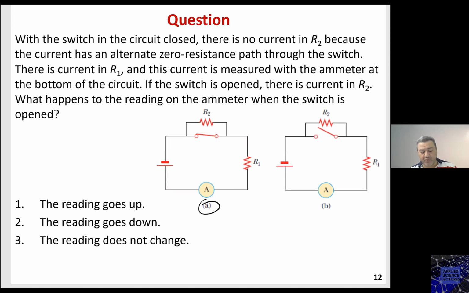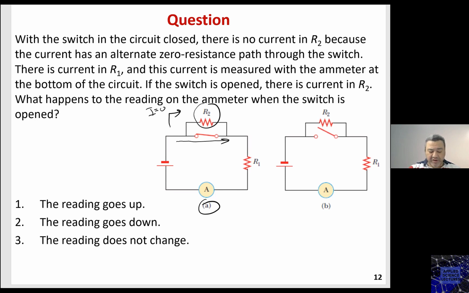We know why. Because this switch, now that it is closed, is working as a short circuit for R2. It is in parallel with R2, which means it is shortened out. All current is going through this switch now. No current will be going in this direction, because it is shortened out by this closed switch. So there is no current in R2 because the current has an alternate zero resistance path through the switch.